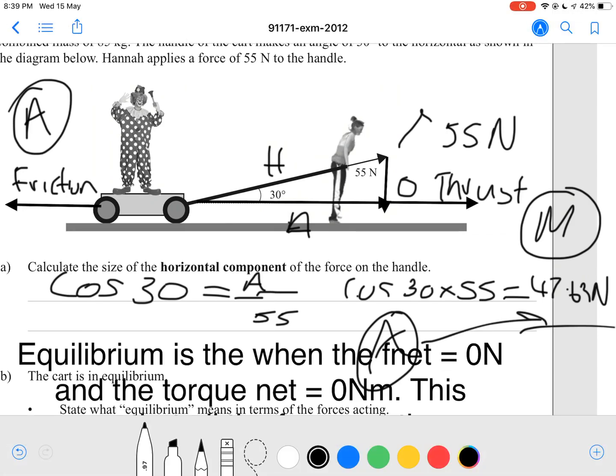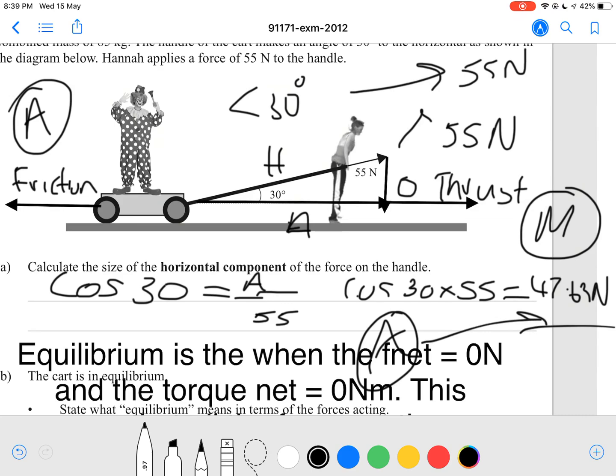So in this diagram, you see there's a force acting this way. It's a 55 Newton force provided by Hannah, and there's an angle theta of 30 degrees. Okay, so the way that Hannah can make this car accelerate without changing the amount of force she exerts is by changing the angle theta that she makes with the horizontal.